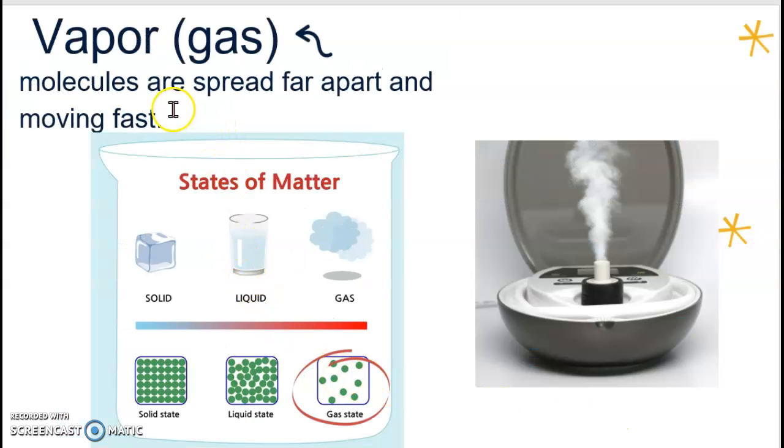Vapor or gas: molecules are spread apart and moving fast. So notice the gas state in here. Look at the molecules. They are far apart from each other and thereby they can move freely. Compare that to the liquid state and compare that to the solid state. So look at the pattern. Solid state, they are closely packed together. Liquid state, there are spaces in between the molecules, and in a gas state, they are spread far apart from each other and thereby they can freely move.